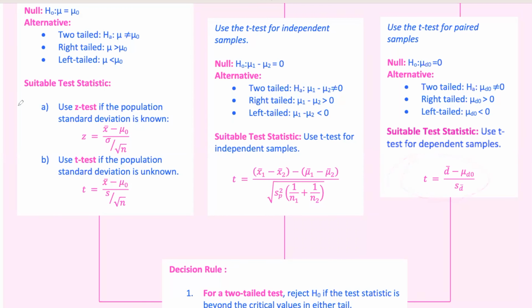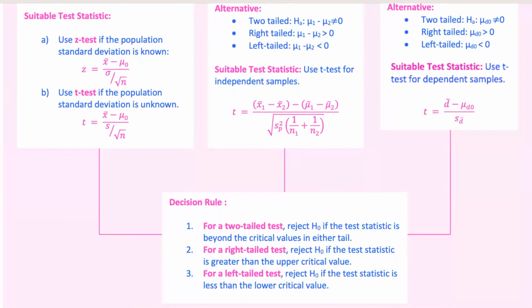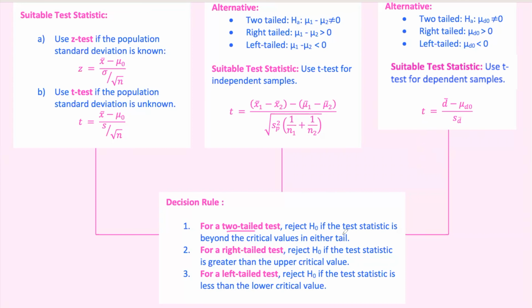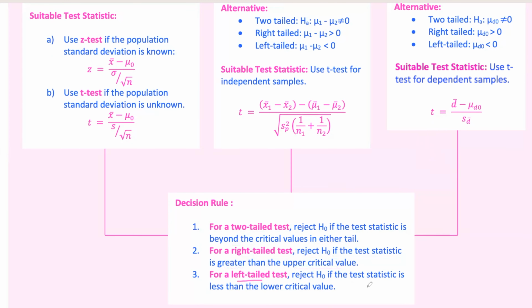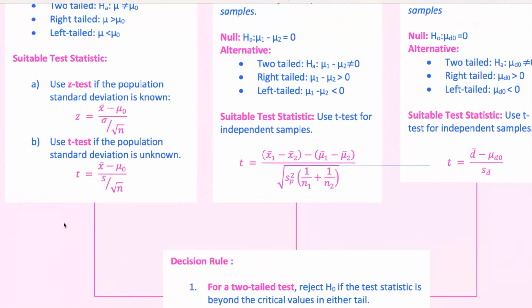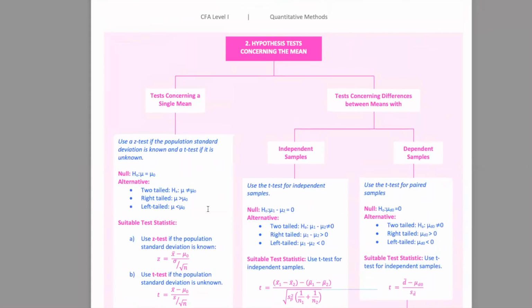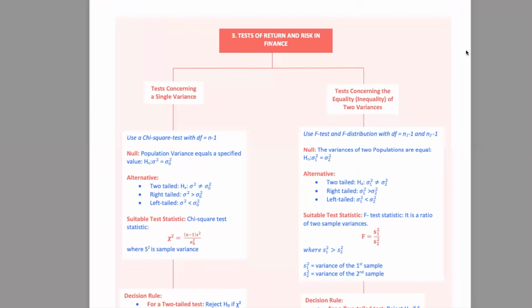Now, for the decision rule, we compare our calculated t-value to the critical value from the t-distribution table. For a two-tailed test, if our test statistic is beyond the critical values in either direction, we reject the null hypothesis. For a right-tailed test, we reject the null if our test statistic is greater than the upper critical value. For a left-tailed test, we reject the null if our test statistic is less than the lower critical value. Knowing when and how to use these tests is key to making accurate conclusions in your analysis.